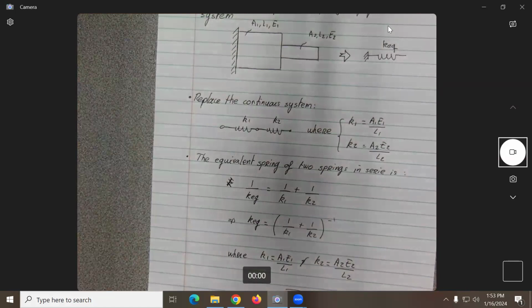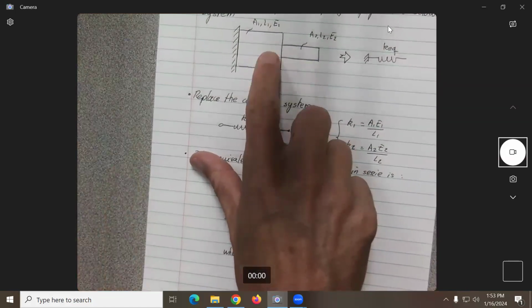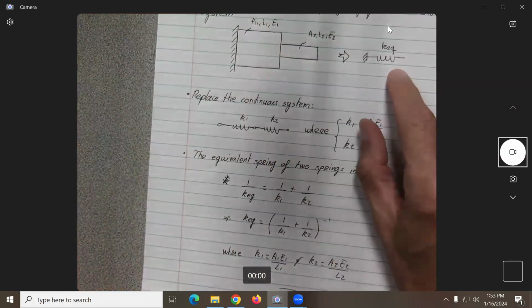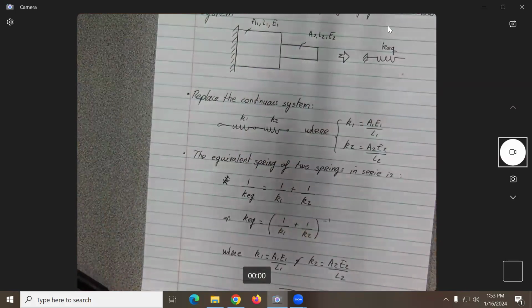Okay, so basically that will be for this chapter. What I was trying to do in this chapter is to transform a continuous system into a discrete system using springs, finding the equivalent spring, okay? So I will probably post an assignment on Thursday about this. Okay, that will be due next week.